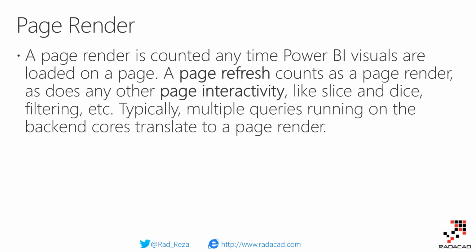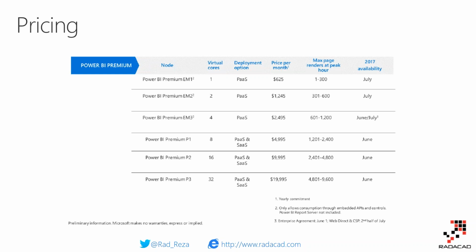So this pricing is based on page renders, and there are different SKU levels of that. This is the current Power BI Premium and Embedded together licensing plan. It starts from $625 per month, and that is for a maximum of 300 renders per hour. You already know what a page render is. A page render means every time the visual or report is loaded or interacted with. So with the first plan, you can have up to 300 page renders per hour. This is your peak hour, right?